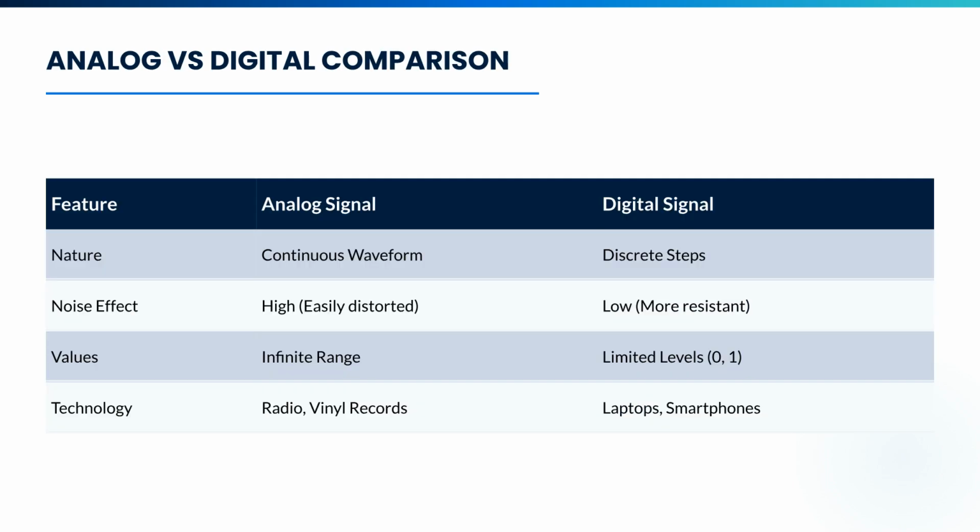Comparing analog and digital signals, analog signals use a continuous waveform, while digital signals use discrete steps. Analog signals are easily distorted by noise, while digital signals are more resistant. Analog has an infinite range of values. Digital has limited levels of 0 and 1. Analog is used in technologies like radio, while digital is used in laptops and smartphones.